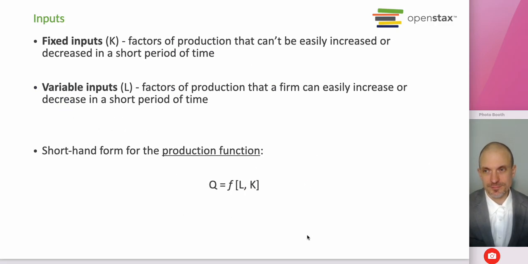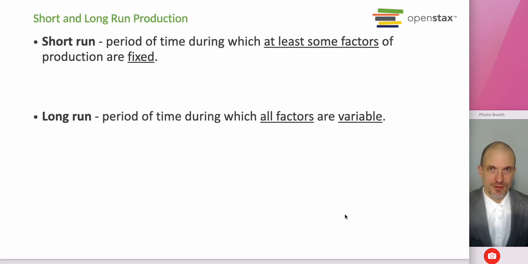That's the idea. Fixed inputs and variable inputs. Fixed inputs are capital. In the intermediate micro course, we typically use K for capital. Variable inputs, labor. In the intermediate micro course, we usually use L for labor. Fixed inputs are those that can't be adjusted in the time period we're thinking about. Variable inputs are those that can easily be adjusted. So for the production function, typically we just say Q is a function of L and K, labor and capital, or variable and fixed inputs.